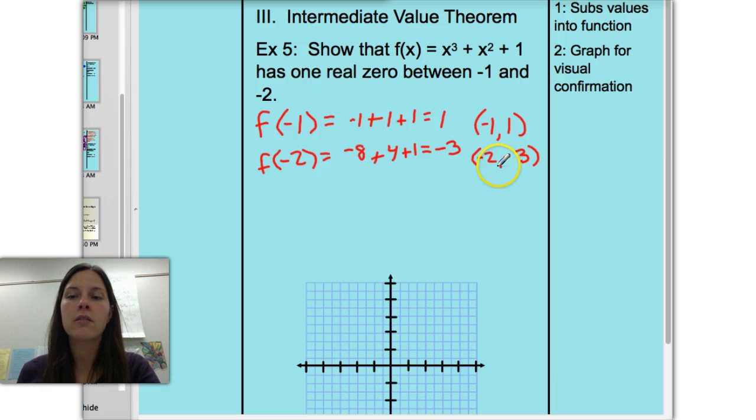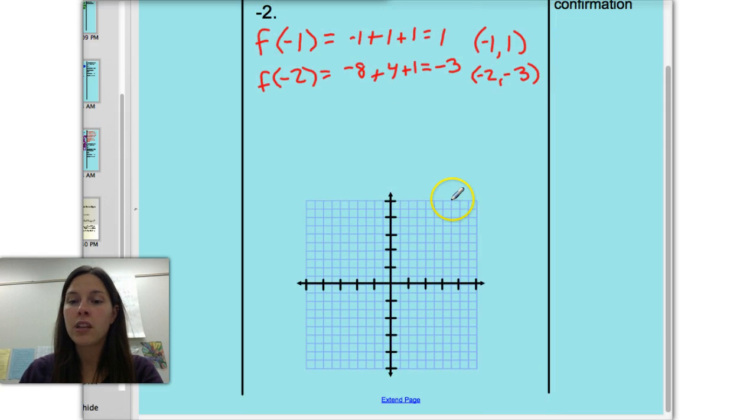So what the intermediate value theorem says is that between negative 1 and negative 2, there will be the entire range of y values between 1 and negative 3. 0 is between 1 and negative 3. So the intermediate value theorem says there will be a 0 between negative 1 and negative 2, between the x values. So since that may still not be clear to all of you, I have a graph here, so we can graph those 2 points, negative 1, 1, and negative 2, negative 3. Because our graph is continuous, there is no way to connect those 2 points without also crossing the y-axis.